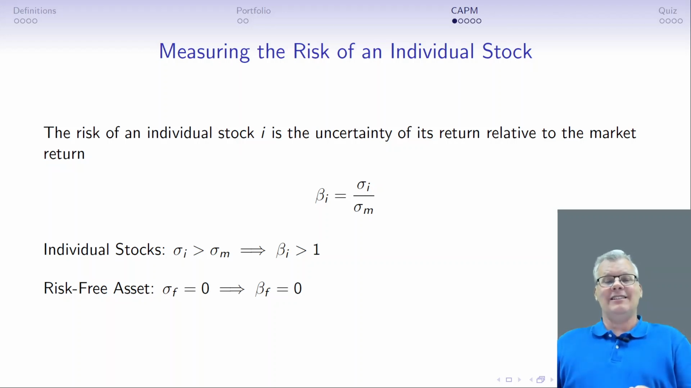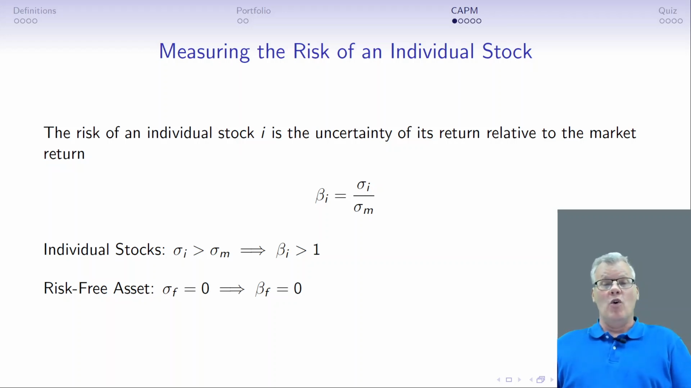So since the dispersion of the rates of return on an individual stock must be greater than the variability of the market rate of return, this implies that beta sub I is strictly greater than 1.